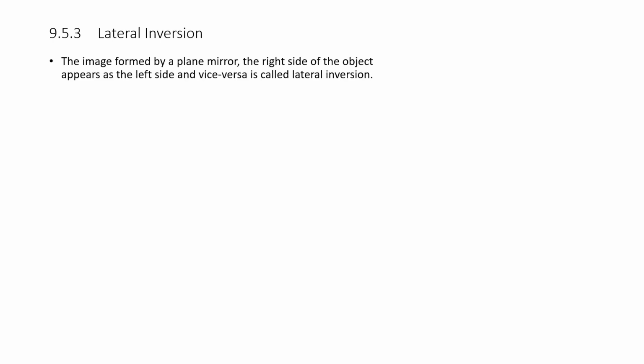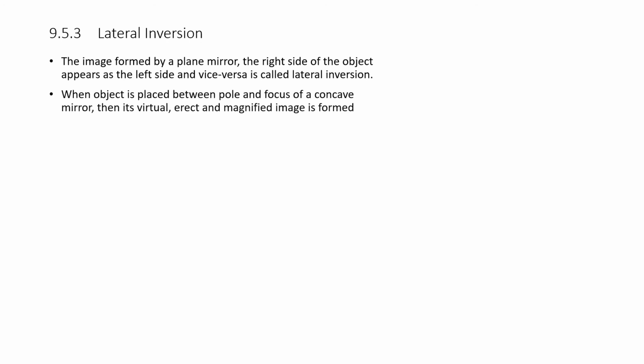Lateral inversion. In the image formed by a plane mirror, the right side of the object appears as the left side and vice versa. This is called lateral inversion. This phenomenon we have observed many times: the left side appears to be the right side and vice versa.